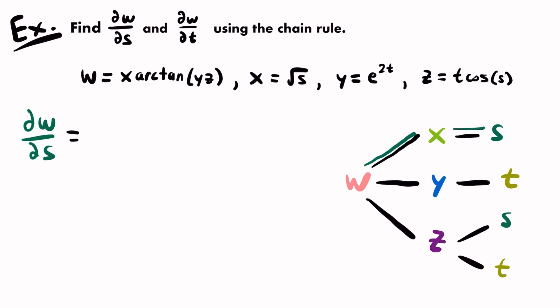But let's just write out the first term for this partial derivative using this path. We're taking a partial of w with respect to x, and then multiplying it by a partial of x with respect to s.